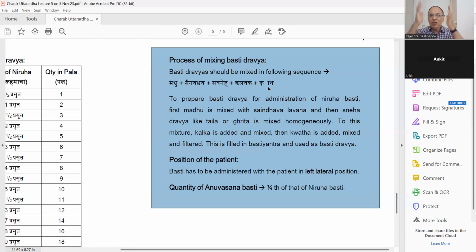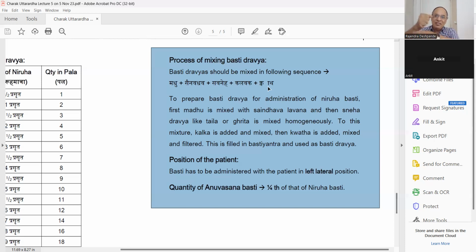It is not like that you take a big vessel first, take the decoction, add a little bit of salt, add one spoon of honey, a little bit of oil, and give it. No, wrong. It should be a homogeneous mixture, a good mixture.